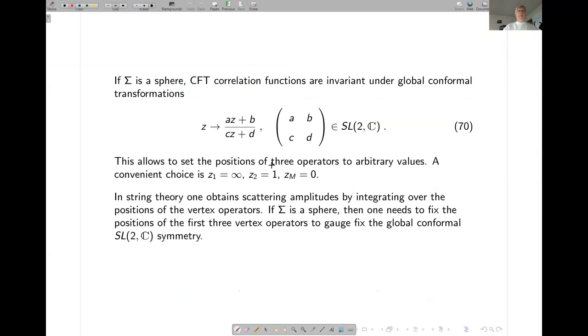And here I've recapitulated for you how these SL2C transformations work. This is a so-called Möbius group, which acts by fractional linear transformations on the Riemann sphere. And the standard fact from the theory of complex functions is that one can then use these transformations to map any 3 points to any 3 given points, with this being a convenient standard choice.